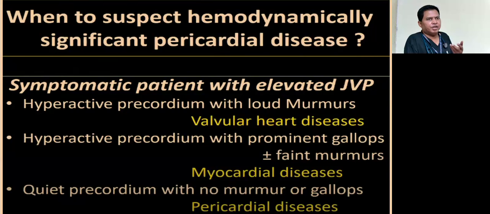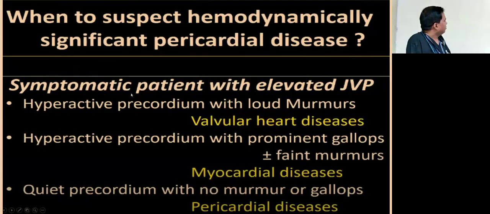what happens is, during inspiration, usually the JVP should fall. The Kussmaul sign is actually when during inspiration the JVP is increased, or it is not reducing. So that Kussmaul sign is classical in constrictive pericarditis. You don't find the Kussmaul sign in cardiac tamponade, but you find it in constrictive pericarditis.